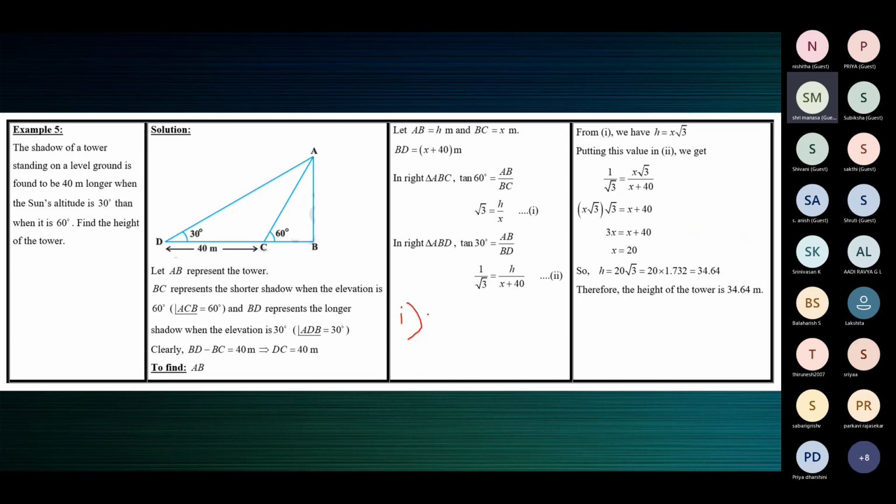We wrote h is equal to; now we write x is equal to. X is equal to what from the first one? H by root 3. What is x from the second one? On cross multiplying, you'll get x plus 40 is equal to root 3h. So x is equal to root 3h minus 40. Write down with me.